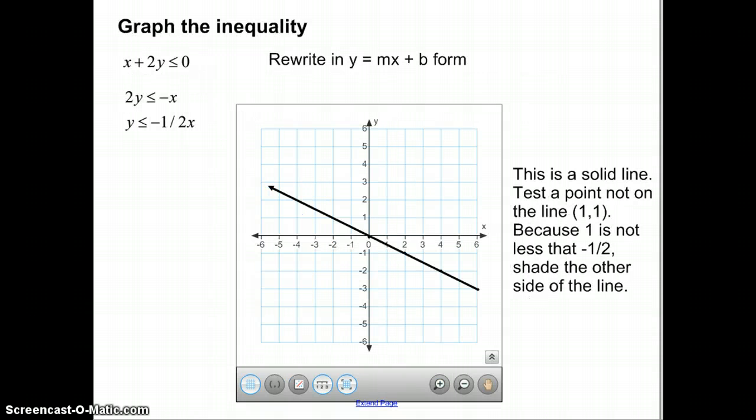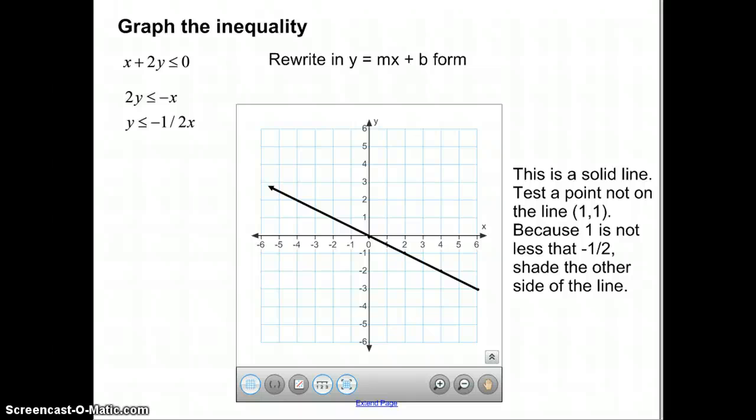Now we're going to graph the inequality x plus 2y is less than or equal to 0. Again, we're going to rewrite it in y equals mx plus b form. So I keep the y's on the left-hand side. I brought the x over, so it's 2y is less than or equal to -x, or y is less than or equal to -1/2 x. I divided by 2 there.